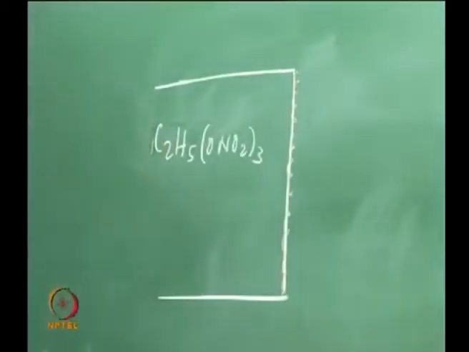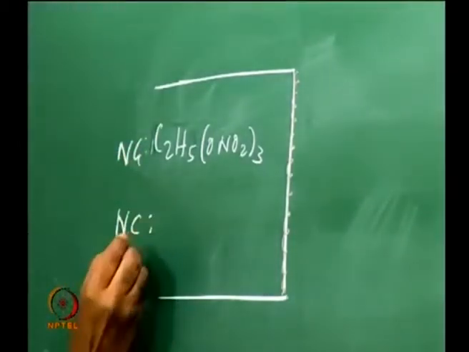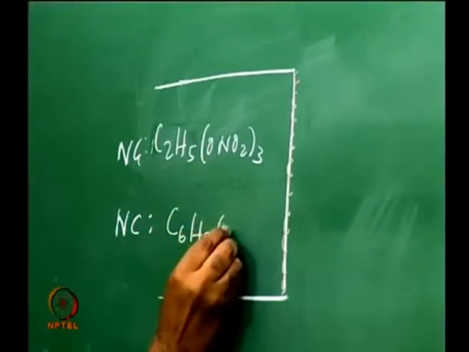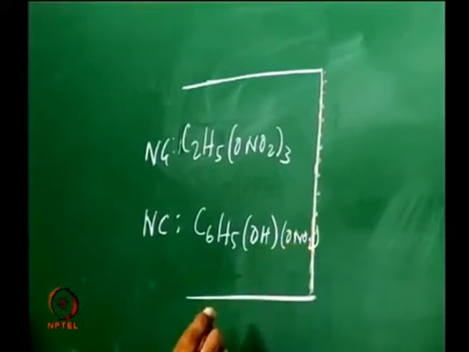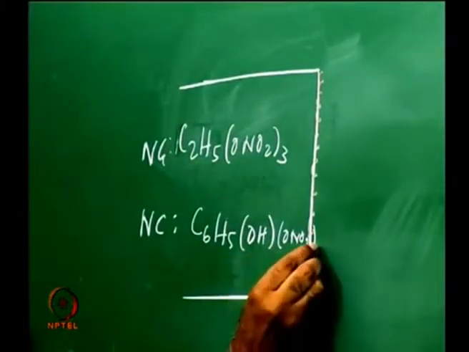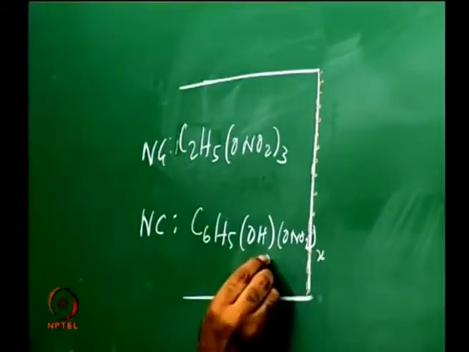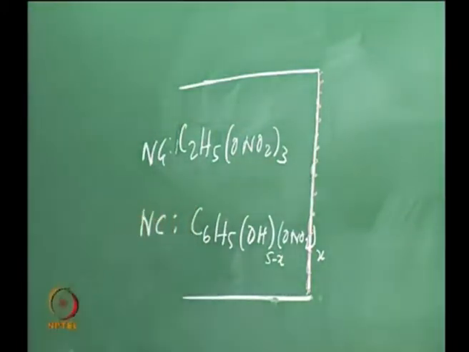It also had nitrocellulose, this was nitroglycerine, it had nitrocellulose, and what was nitrocellulose? We had C6H7O2 (OH)5. What was done was, we had something like 5 of this, we put X, we removed X of OH and put ONO2 there, we had 5 minus X over here. This was what we said is a double base propellant.